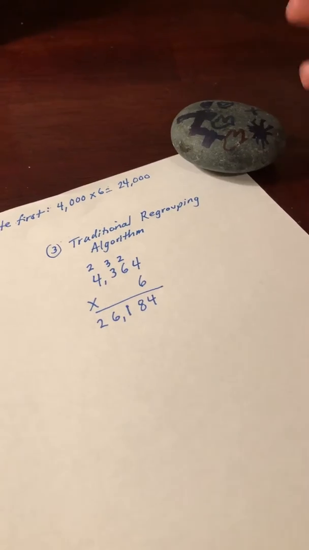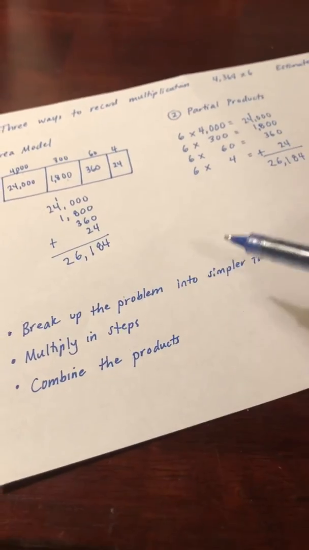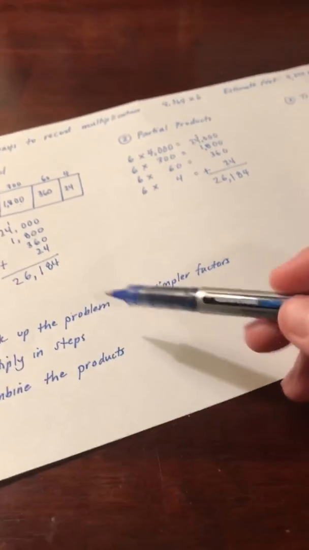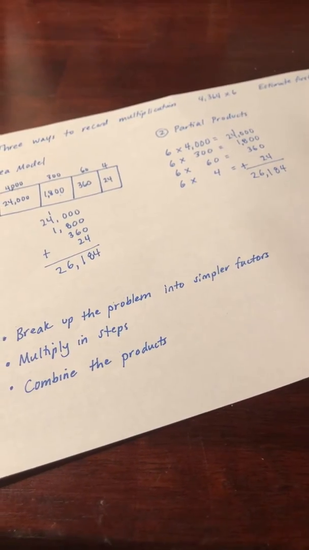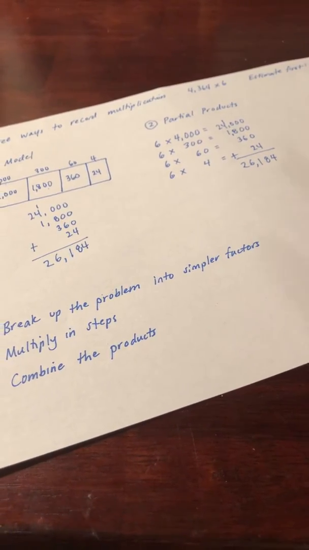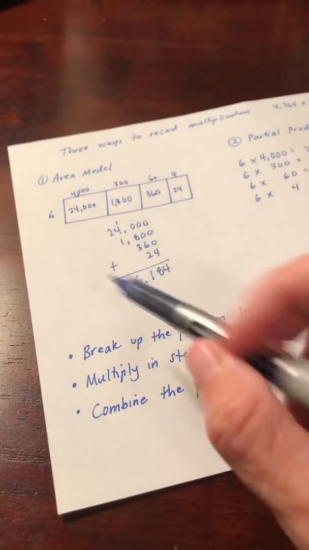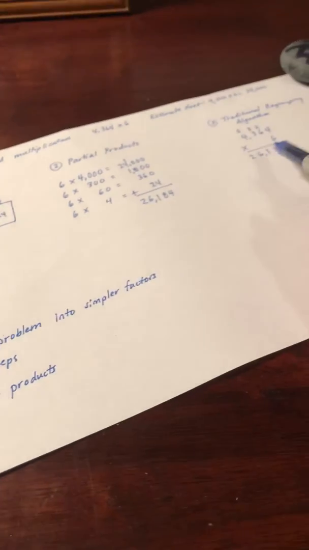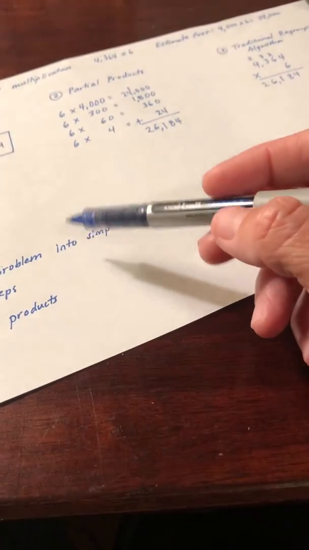So in the end, here's what I want you to know about all of this. Really, you're doing the same thing no matter what strategy you use. All of them rely on the fact that you are breaking up the problem into simpler factors. You're multiplying a 4-digit number 4 times: thousands, hundreds, tens, and ones. Whether you start in the thousands with the partial products or whether you start with the ones and regroup, you're still just multiplying that number in simpler steps.